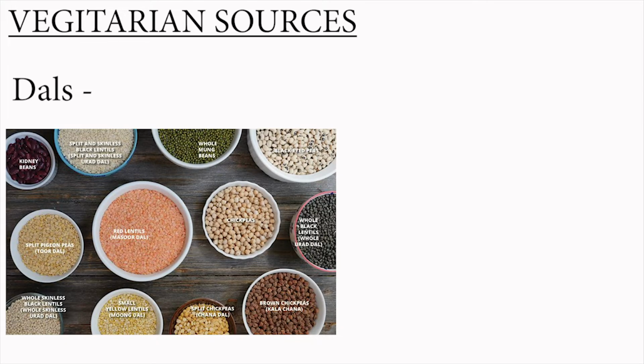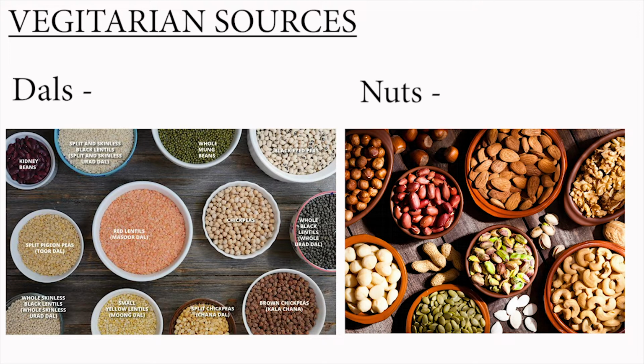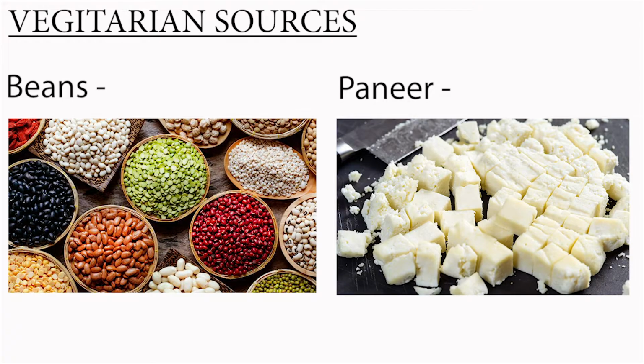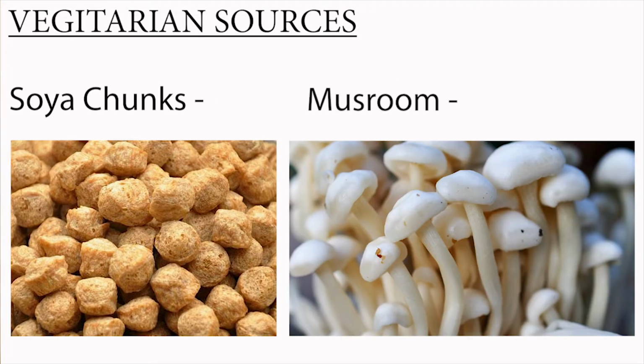Vegetarian sources of protein basically are different varieties of dal and different nuts. Like cashew, almond, pista, badam, these are sources of protein, and we can also give beans like kidney beans and soya beans. These are also a good source of protein. Apart from that, paneer, cheese, soybean chunks and mushroom are also good vegetarian sources of protein.